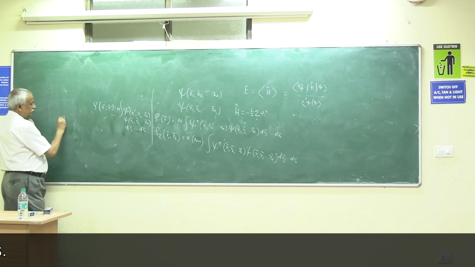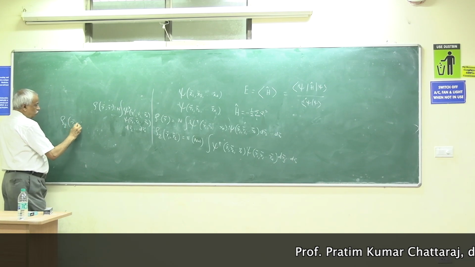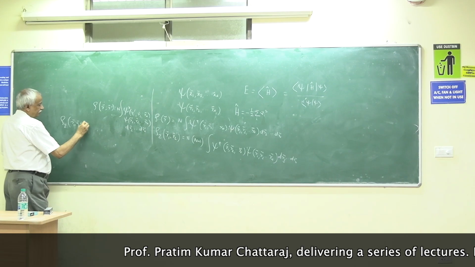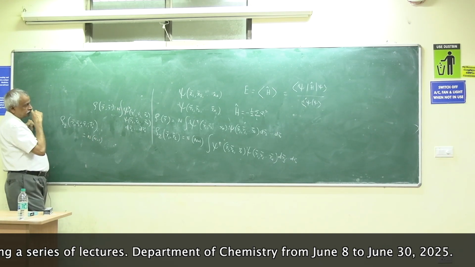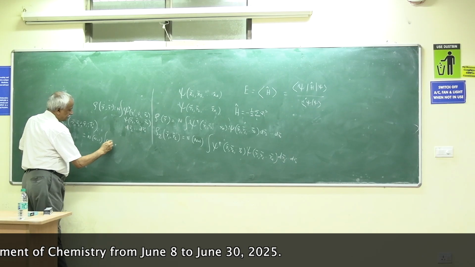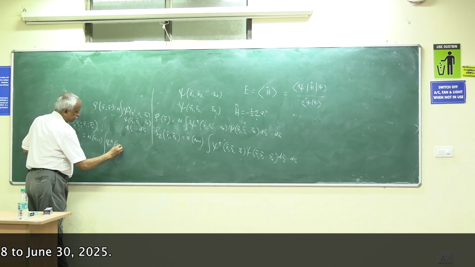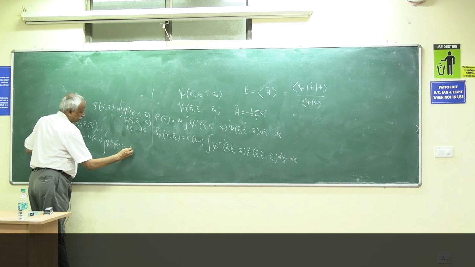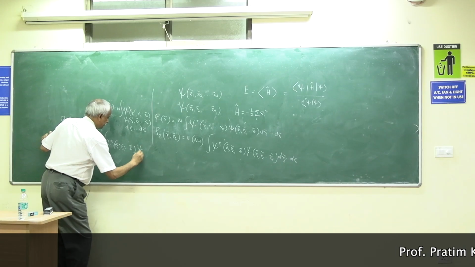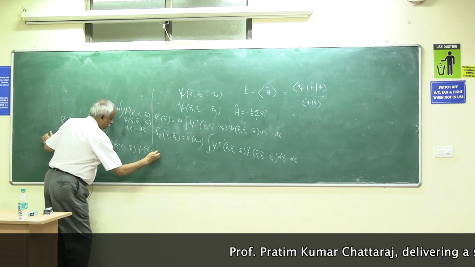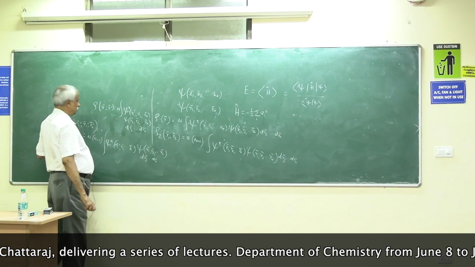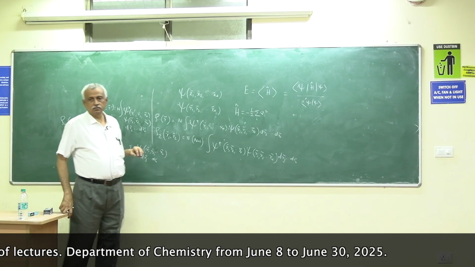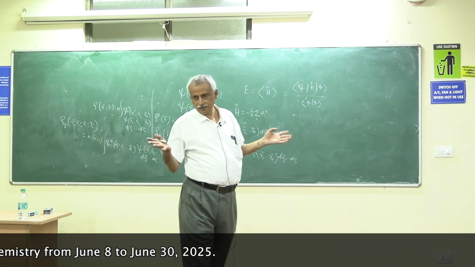Now if I want to go for the corresponding two body density matrix, rho of R1, R2, R1 prime, R2 prime, this would be n into n minus 1 integral psi star of R1 prime, R2 prime up to Rn, and then you have psi of R1, R2 up to Rn, and dr3 to drn. Okay, this is your two-body density matrix. This is something we already learned.